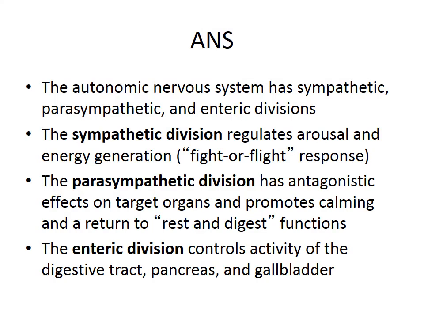So let's look at the autonomic nervous system. Remember, it has three divisions. It has the sympathetic, parasympathetic, and enteric divisions. Well, let's look at what each division does. The sympathetic division of the autonomic nervous system regulates arousal and energy generation and the fight or flight response. The parasympathetic division of the autonomic nervous system has antagonistic effects on target organs and produces calming and a return to rest and digestive functions. So it does the opposite of the sympathetic.